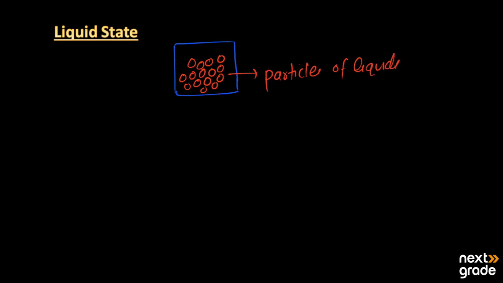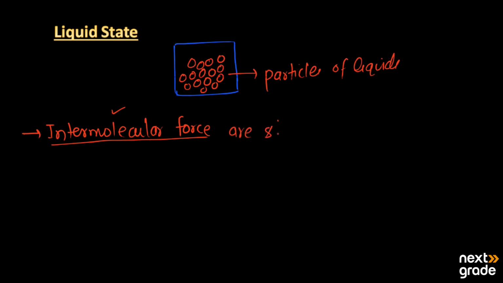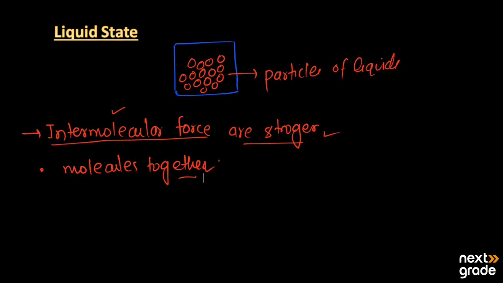Liquids have a lot of properties: what their volume is, what their shape is, what their mobility is, what their density is. Before that, you must know about intermolecular forces. What do we mean by intermolecular forces? The force of attraction found between the molecules of a substance is known as intermolecular force. Intermolecular forces are stronger in liquids as compared to gases, and these forces of attraction are just strong enough to hold the molecules together, but not so strong that they stop the motion of the particles.